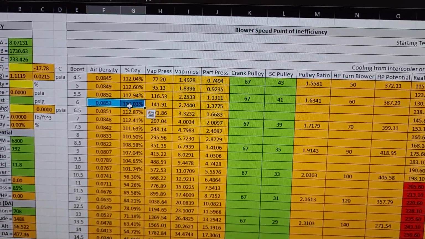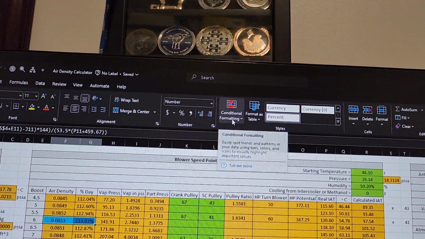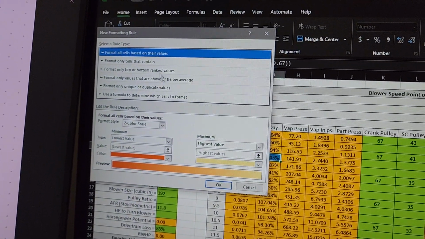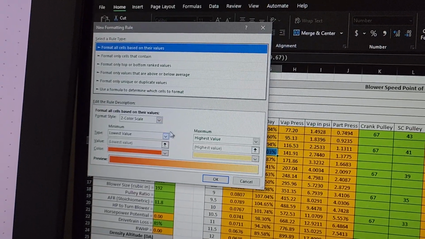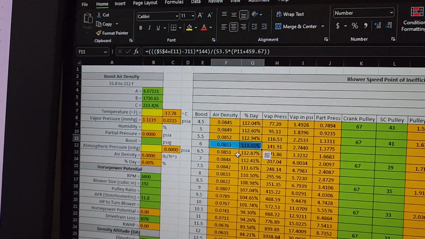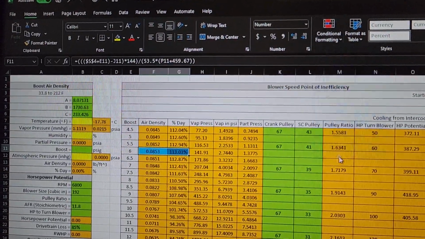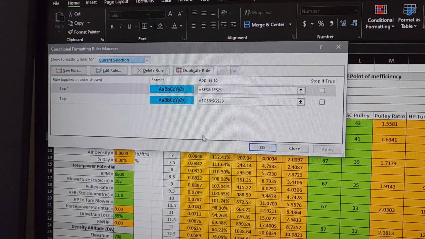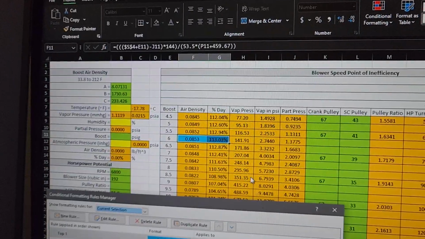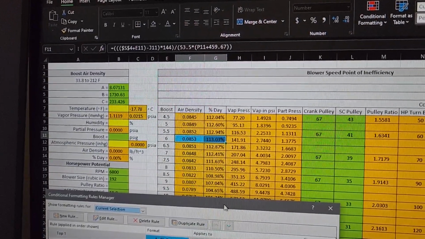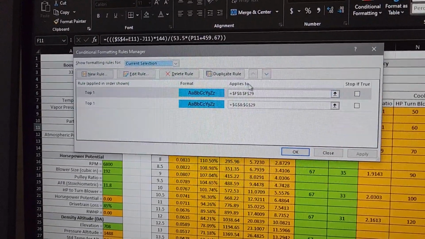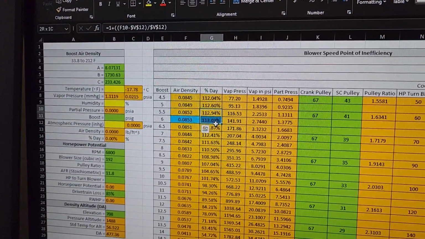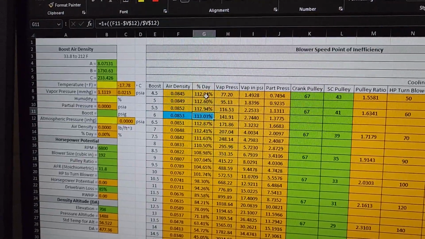And then what I did here is I just highlighted this. You go up here to conditional formatting, new rule, and you can highlight based on their values. Basically I just did the highest, so if you click on here and go to conditional formatting and then manage rules, I just have one here that says in these different ranges, the first rule is this first column, air density, and then the next one is percent day, and it just highlights blue for the highest value, okay? So the highest air density will automatically highlight, and the highest percent day, which should be exactly the same as the air density, will highlight.